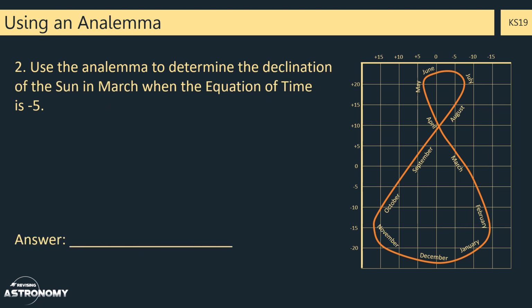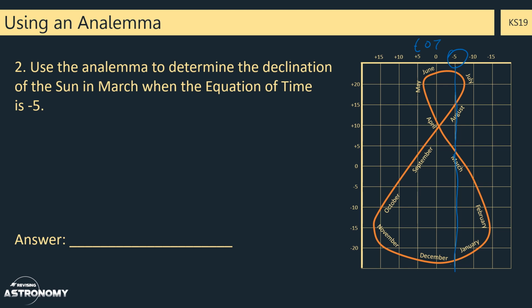Use the analemma to determine the declination of the sun in March when the equation of time is minus 5. So we're going to look at the equation of time axis, which is the top axis, and the equation of time at minus 5 will be here. And again, we can draw our line down. Now we'll see that it would hit the graph at 1, 2, 3, and 4 different points.